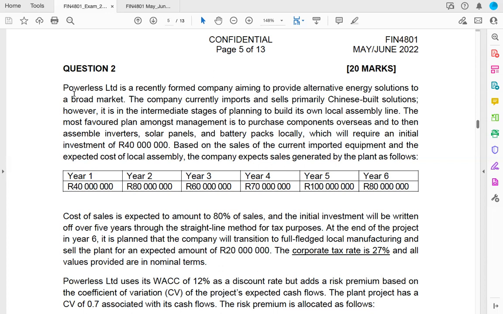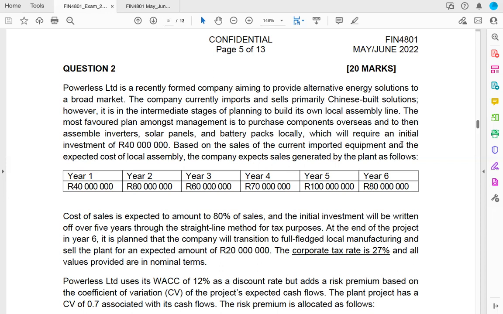Okay. So this question says, Powerless Limited is a recently formed company aiming to provide alternative energy solutions to a broad market. The company currently imports and sells primarily Chinese-built solutions. However, it is in the intermediate stages of planning to build its own local assembly line. The most favored plan amongst management is to purchase components overseas and to then assemble inverters, solar panels, and battery packs locally, which will require an initial investment of 40 million rand.